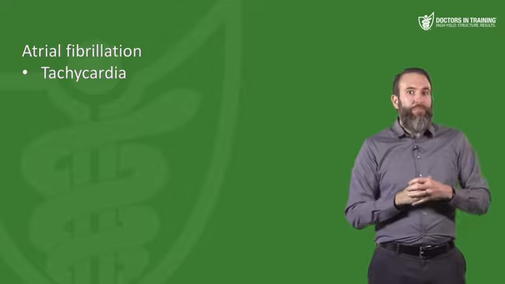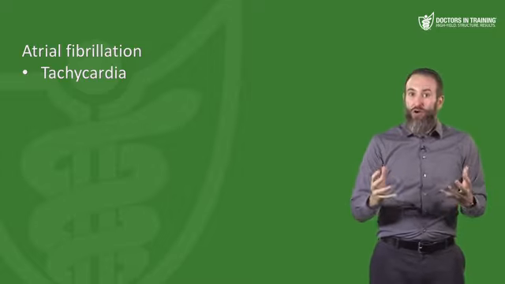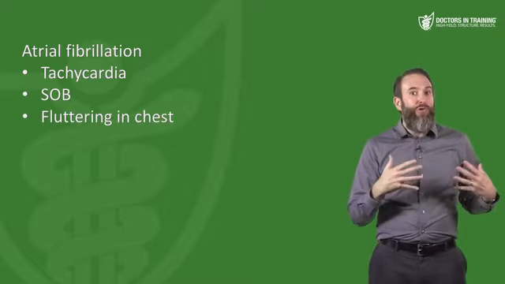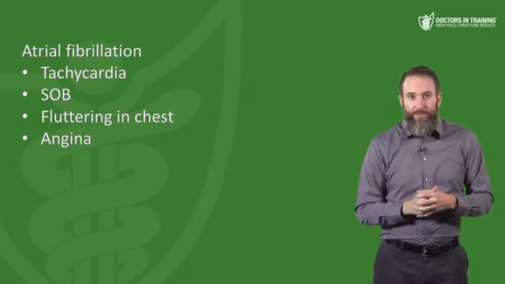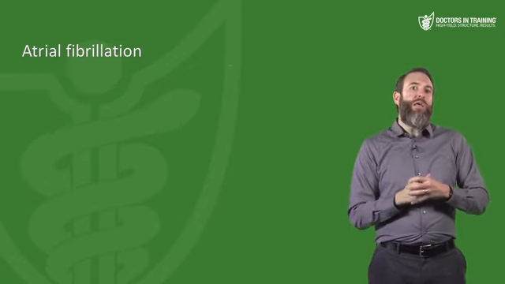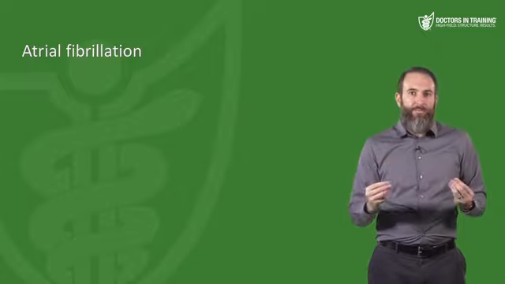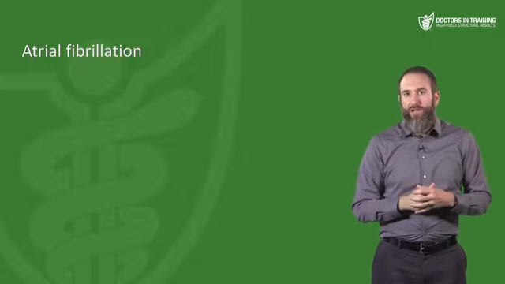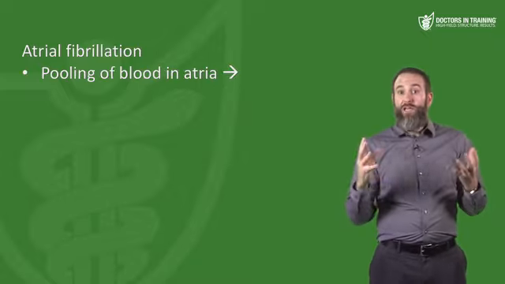Now, this is often the presenting symptom. Patients will complain of tachycardia, shortness of breath, a fluttering in their chest, maybe even angina. So what are some of the other consequences of AFib? Well, if the atria can't generate a coordinated contraction, then there can be pooling of blood in the atria.